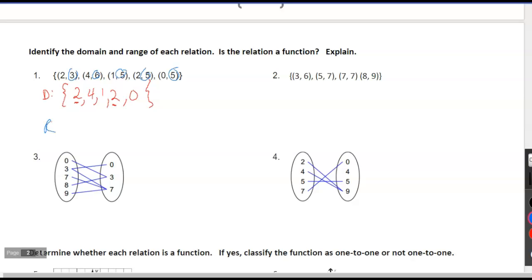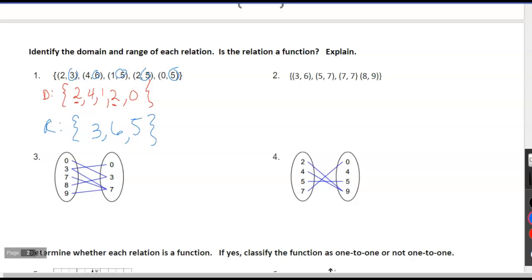The range is just a list of your possible y values. Well, really my range is 3, 6, and 5. You don't have to put 5 down 3 times. Sometimes people do, sometimes they don't. I've seen it done both ways.